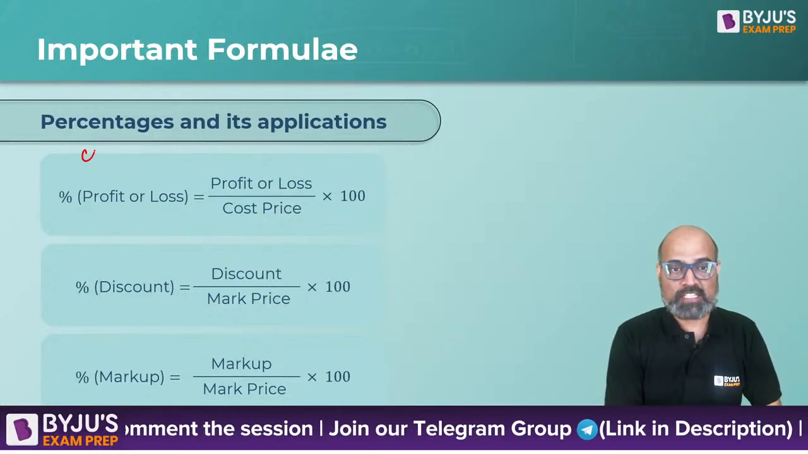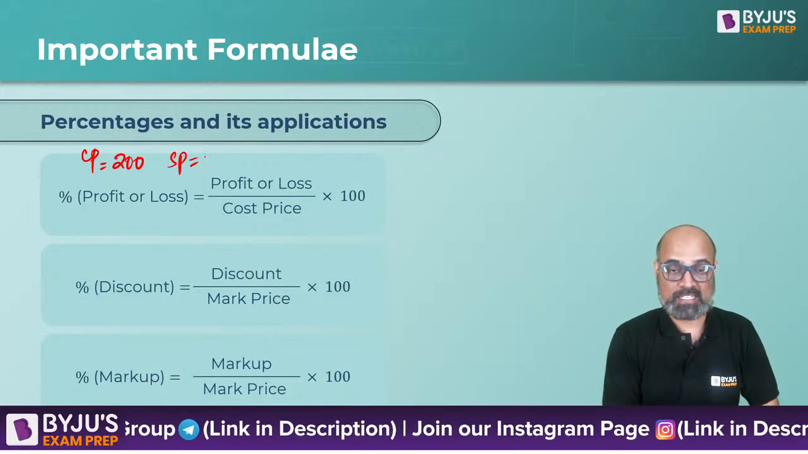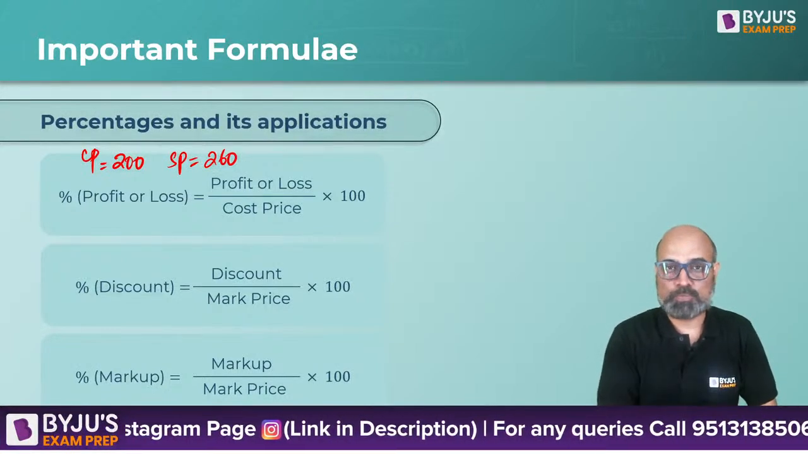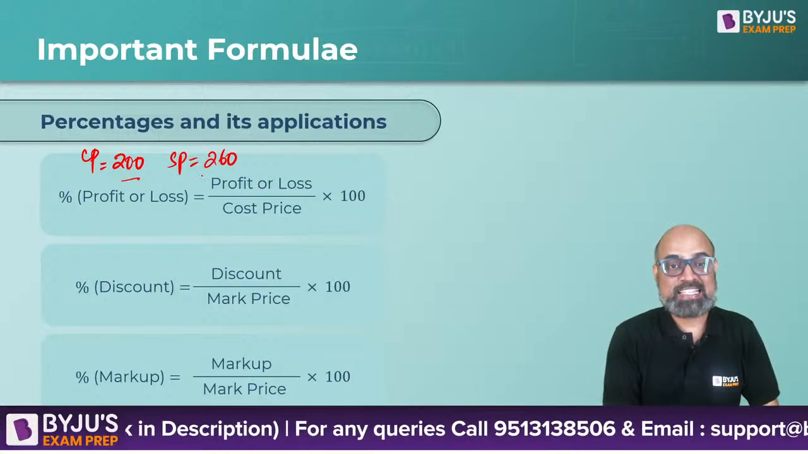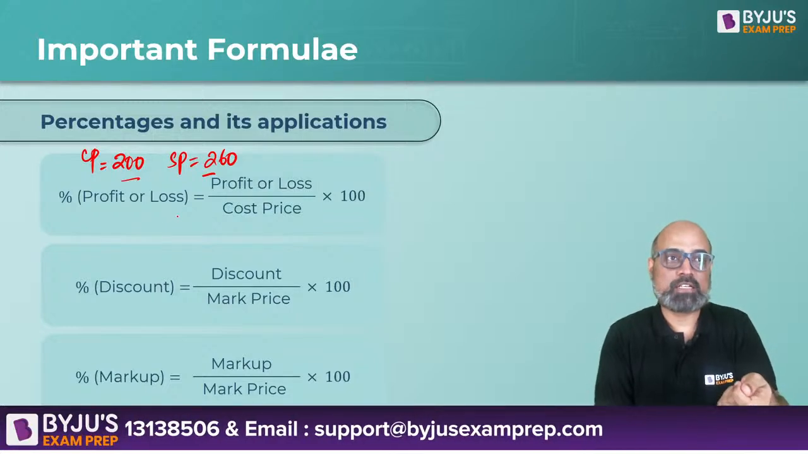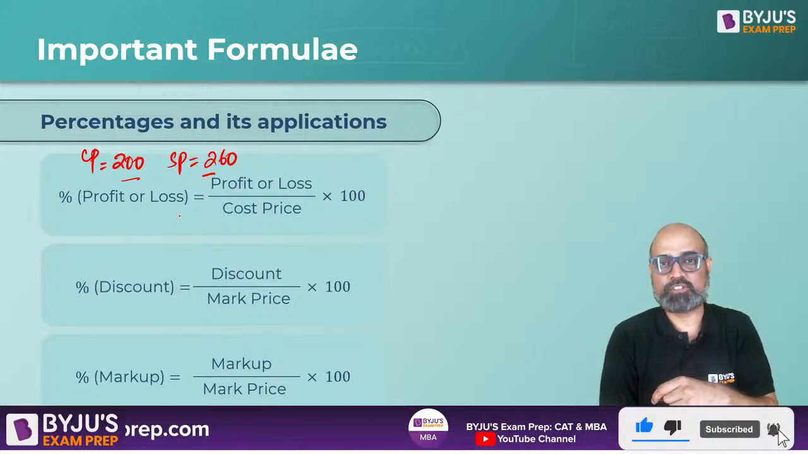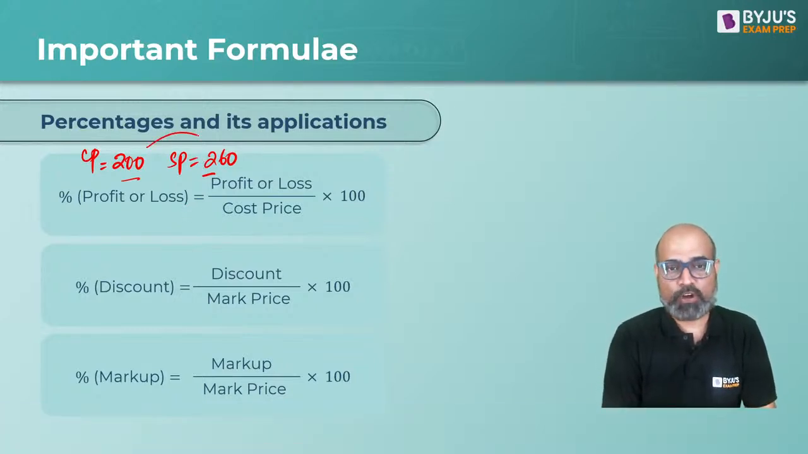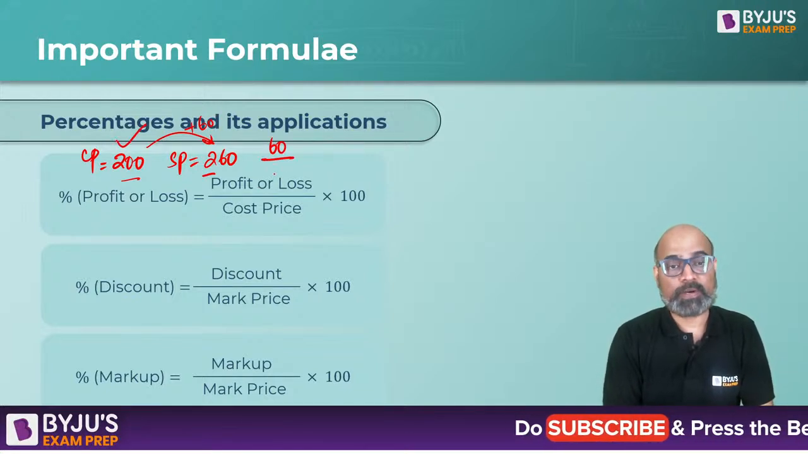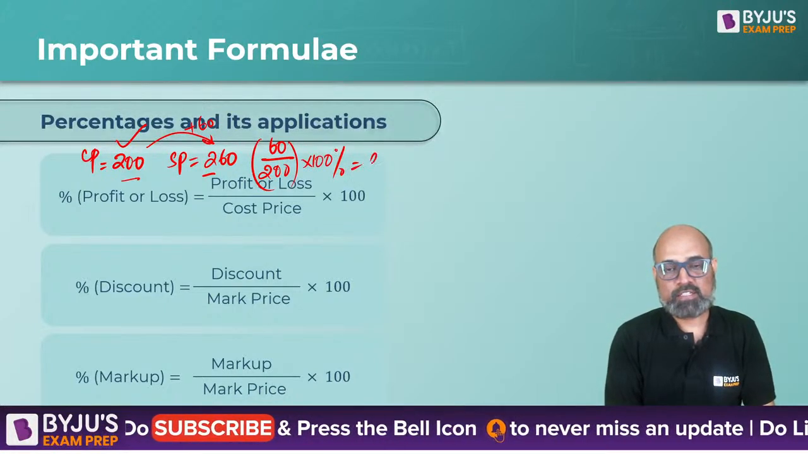For example, if the cost price of a commodity is, let's say, 200, and the selling price is, let's say, 260, and you want to calculate the profit or loss percentage, you can see that the selling price is more than the cost price, which means you sold something at a price higher than at which you bought. So that's an increase in price, which results in profit. So there is a profit of 60 rupees, right? You will take 60 and divide it by the cost price, which is 200. If you solve it, you will get 30%.